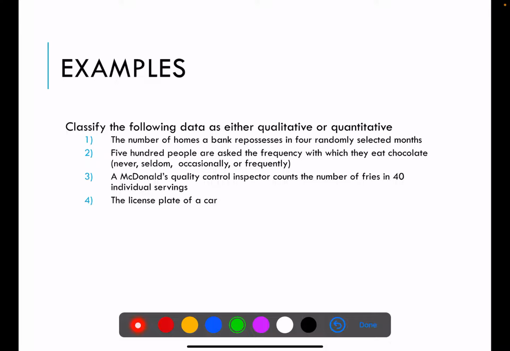Let's take a look at some examples. Classify the following data as either categorical or quantitative. Number 1, the number of homes a bank repossessed in 4 randomly selected months. The number of homes, we can count it. So it's quantitative.